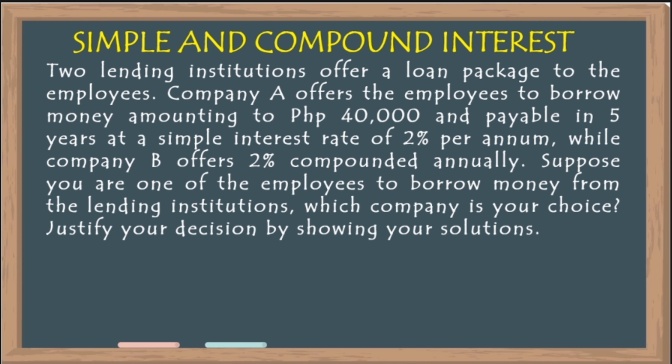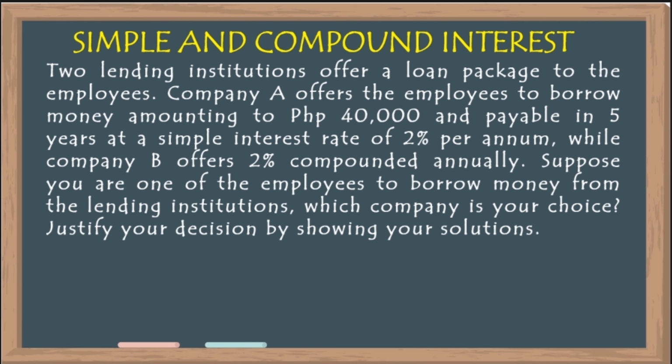Okay? So, meron tayong dalawang companies, Company A and Company B. The same yung principal amount, the same yung term, the same yung percent. Magkaiba nga lang sila kasi yung isa ay simple interest, yung isa ay compound interest. Suppose you are one of the employees to borrow money from the lending institutions. Which company is your choice? Okay, justify your decision by showing your solutions.